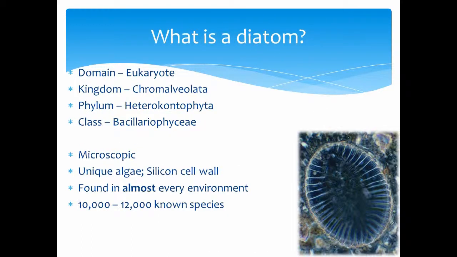So what is a diatom? Well, a diatom is an algal-type organism belonging to the kingdom Violata. It is neither plant nor animal. It is a microscopic organism and is unique among algae in that it has a silicon cell wall which has several benefits, such as it is energy efficient and it has an advantage when photosynthesis is limited. There are 10,000 to 12,000 currently known species of diatoms, and there are 285 genera.